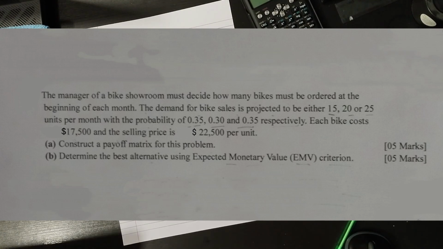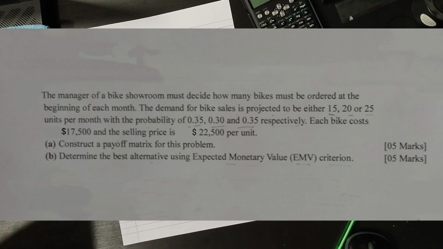Calculate the payoff matrix for each of these orders. Determine the best alternative using the expected value evaluation. So there are basically two parts of this question. One is you have to construct a payoff matrix, and the second one is you have to calculate the EVM. And once you're done with the calculation of EVM, you have to tell which is the best option.